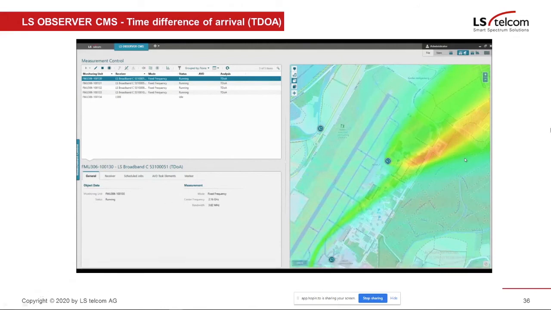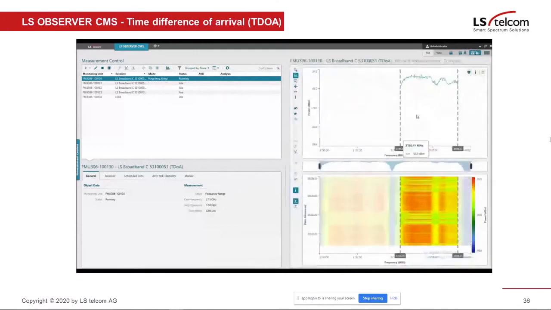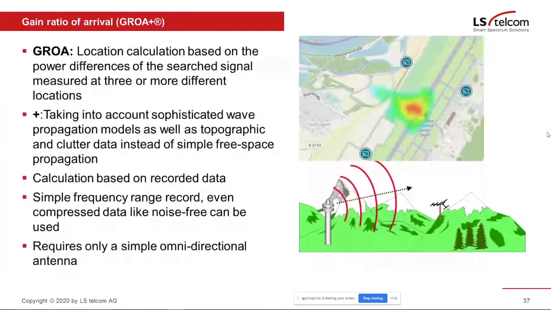TDOA works best for wideband signals. For more narrow band signals, it's from a physical side limited. The uncertainty will grow, the time uncertainty. For this, it's better to choose DF or the next method, GRA plus, which I will introduce here.